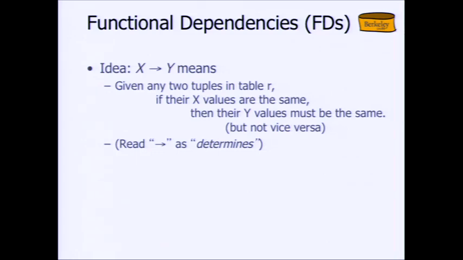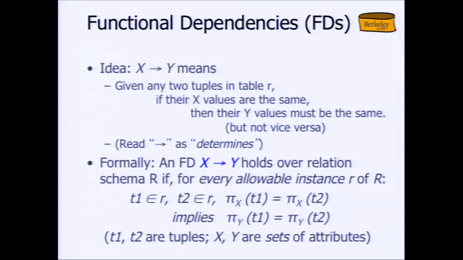And we'll see lots of examples of this today. But the idea is if you match on the X values, then you match on the Y values in that table. More formally, a functional dependency, X arrow Y, holds over relation schema R. Notice it's over the schema. So this would be true no matter what data you put in the table, no matter what instance. We're going to define this over the schema.